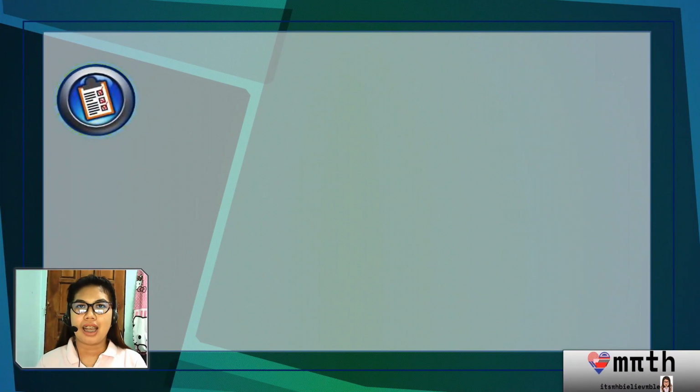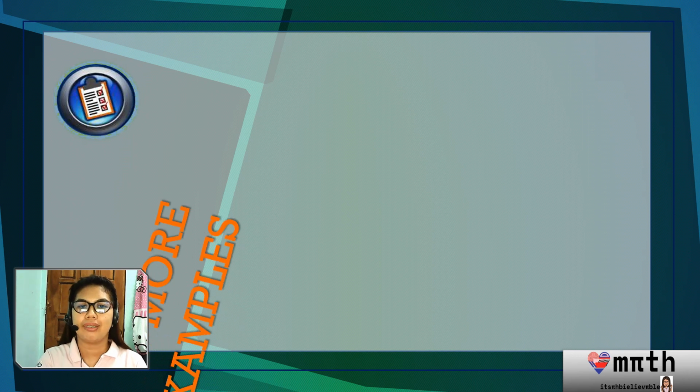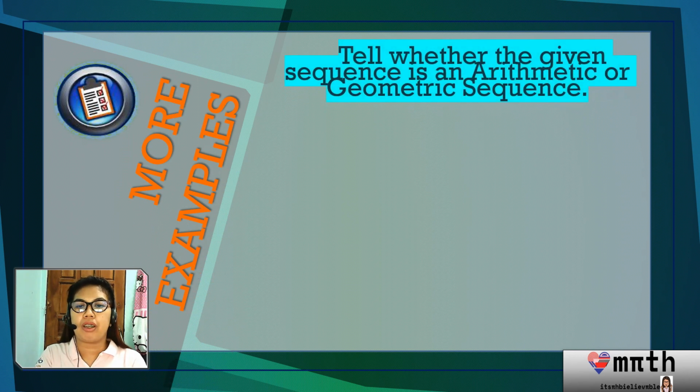Okay, let us have more examples. In here, we're going to tell whether the given sequence is an arithmetic sequence or a geometric sequence. For sequence number 1: 5, 9, 13, and 17, let us observe the pattern.